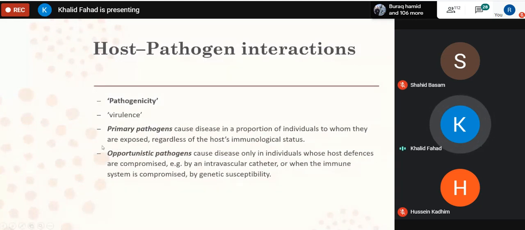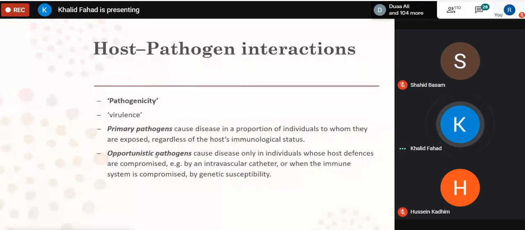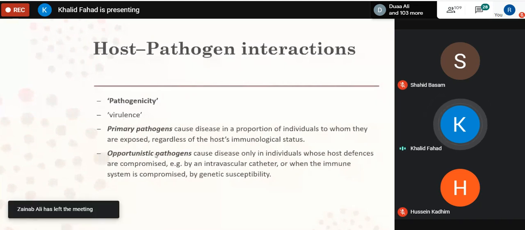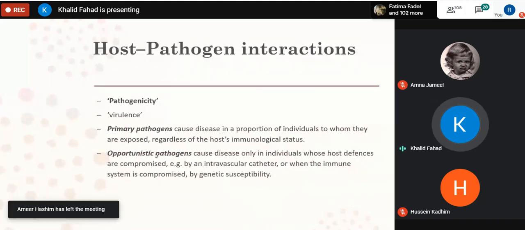Another type of pathogen is what we call the opportunistic pathogens. These pathogens cause disease only in individuals whose host defenses are compromised. They will not cause disease in an immune competent host. For example, an intravascular catheter will disrupt the bloodstream and the skin, or the immune system is compromised, for example, in a patient taking steroids for a long duration, or with advanced HIV infection, or by genetic susceptibility. There are many genetic diseases that will cause an immune compromising state.